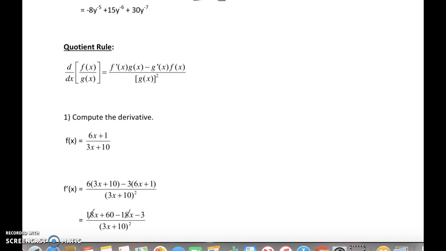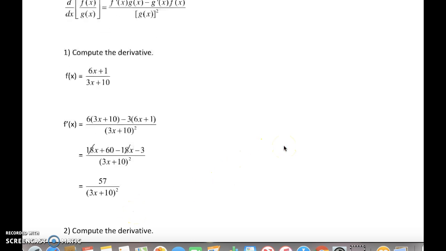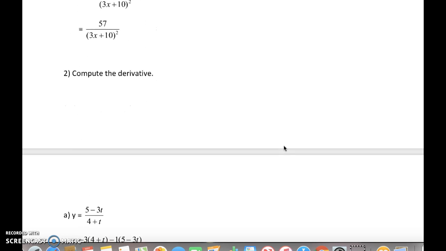So when we go ahead and distribute this, we have 18x's and they cancel out. And we add plus 60 minus 3, which ends up with 57 over 3x plus 10 quantity squared. And there's nothing we can do to go ahead and simplify that. Let's go ahead and look at another derivative.